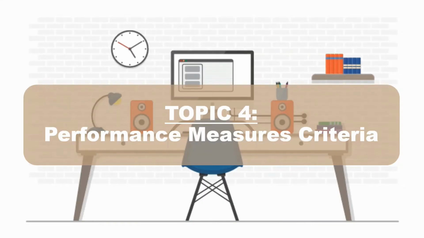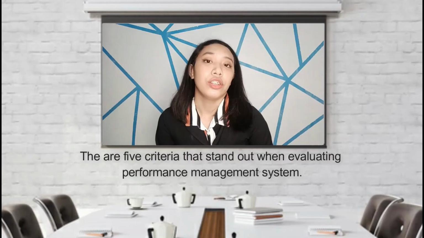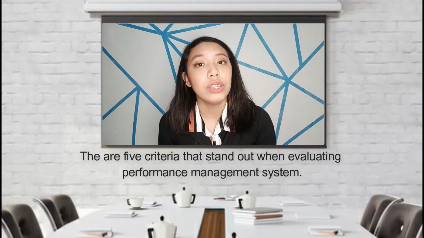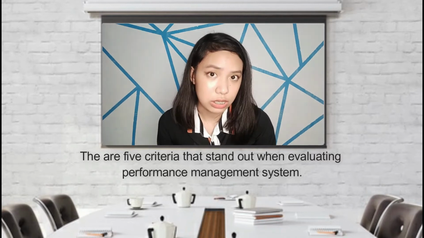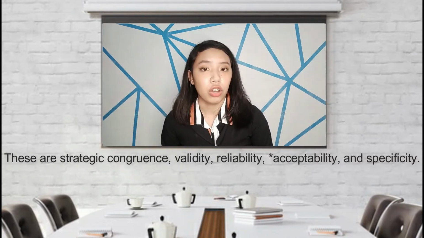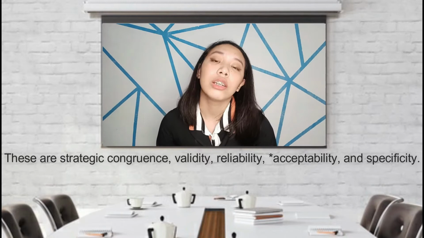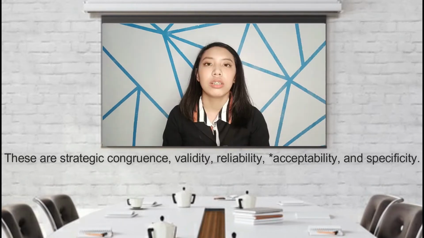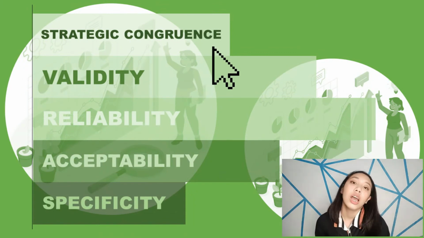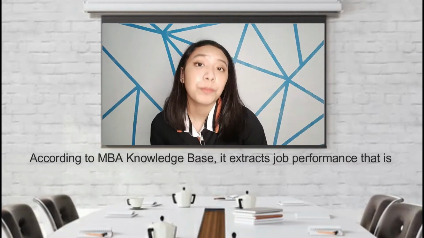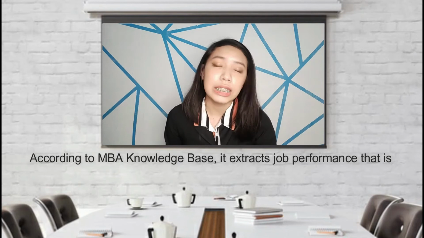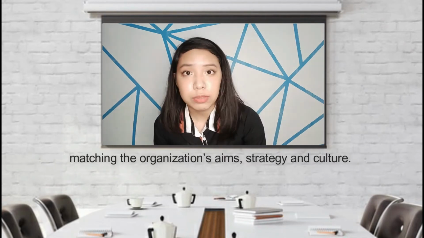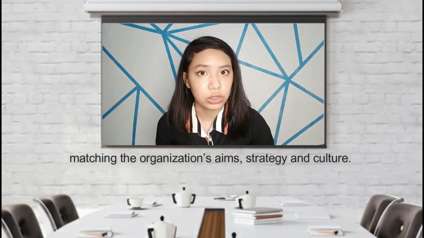Now let's discuss topic number 4, which is performance measures criteria. There are 5 criteria that stand out when evaluating performance management system. These are strategic congruence, validity, reliability, accountability, and specificity. Strategic congruence. According to MBA Knowledge Base, it extracts job performance that is matching the organization's aims, strategy, and culture.